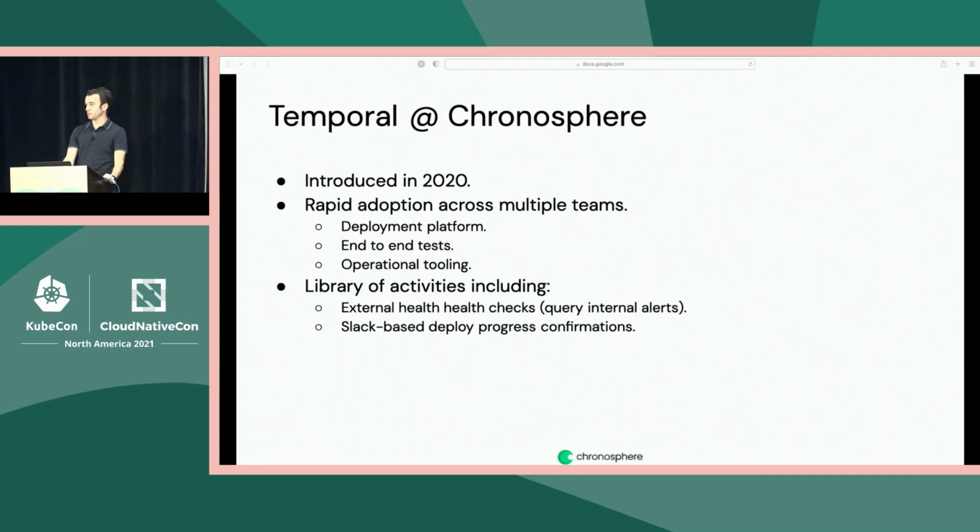Around the time that we were trying to improve the speed and safety of deploys, we had already started using Temporal in other parts of our stack at Chronosphere. So Temporal drives our internal deployment platform, a bunch of end-to-end tests, as well as a variety of Kubernetes cluster-level tooling. And throughout introducing it, we have built up this large library of activities and other helpers for writing workflows. So these include things like checking internal Chronosphere APIs to see what alerts are firing for some given dimension of the cluster, checking metrics as we roll things out to make sure that, say, incoming writes didn't drop off a cliff, things like that. And then there's also a lot of support for driving workflows via Slack, which I'll talk a little bit about in a bit.